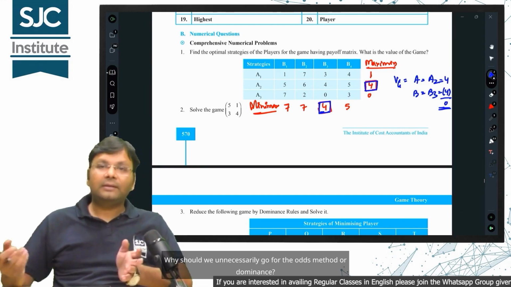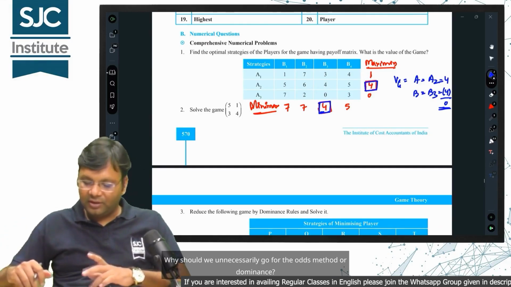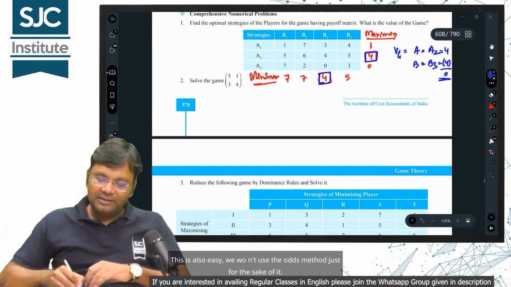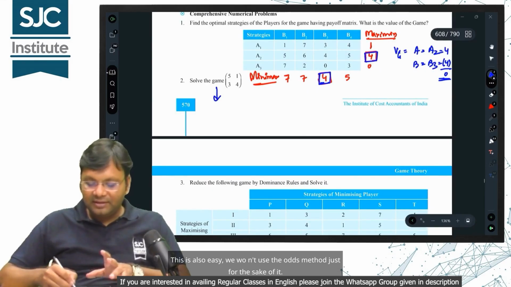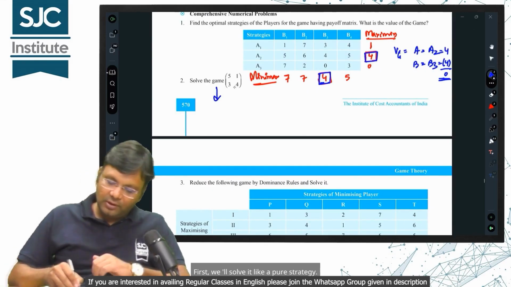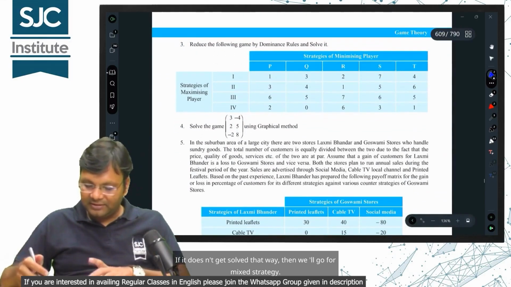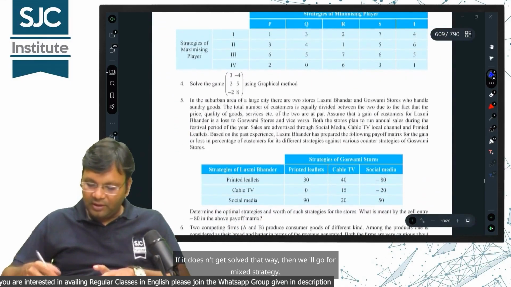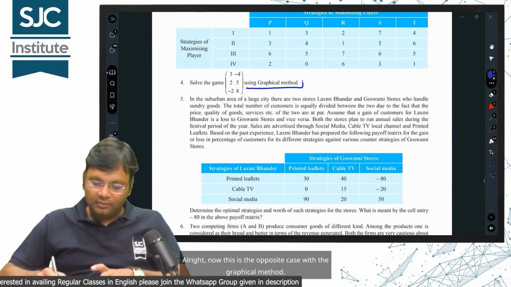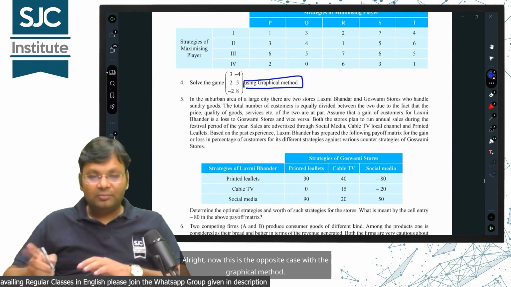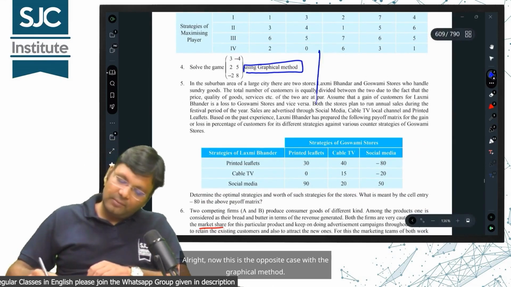That's it, finished. Why should we unnecessarily go for the odds method or dominance? This is also easy. We won't use the odds method just for the sake of it. First, we'll solve it like a pure strategy. If it doesn't get solved that way, then we'll go for mixed strategy. Alright, now this is the opposite case with the graphical method.